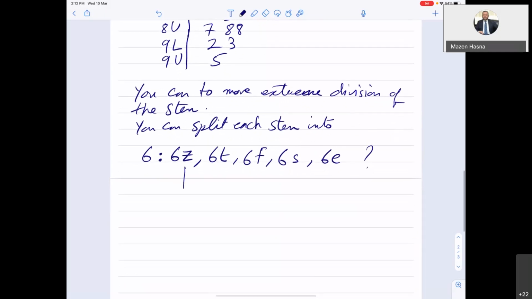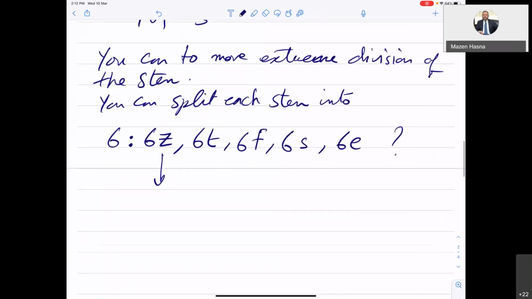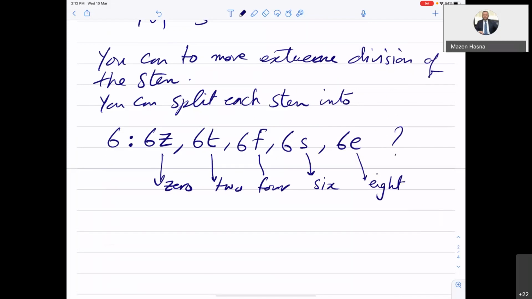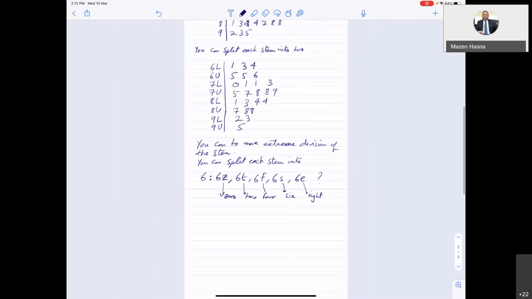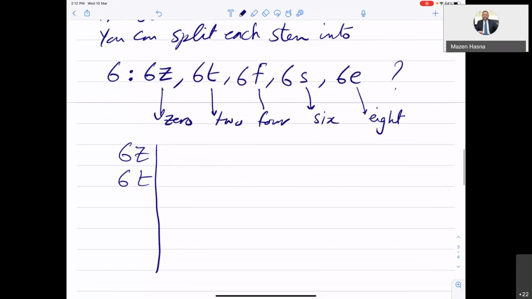So Z for 0, T for 2, F for 4, S for 6, and E for 8. So that, in this case, let me just, I know it looks small, but so the 6 now, you'll have 6Z, 6T, I can manage, a second.